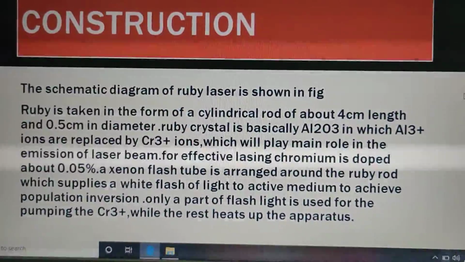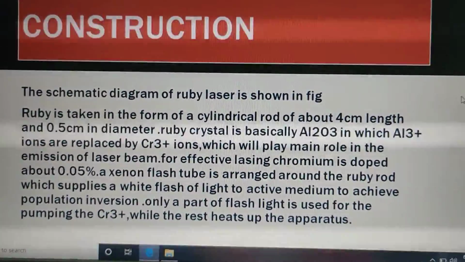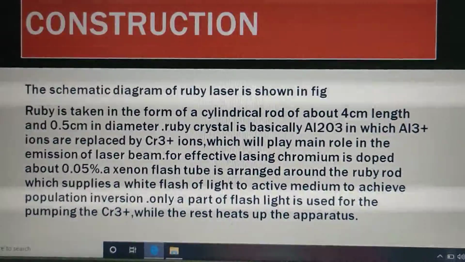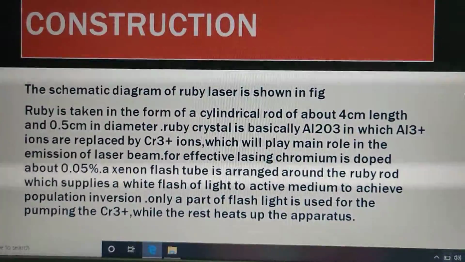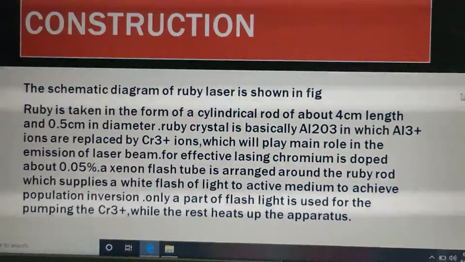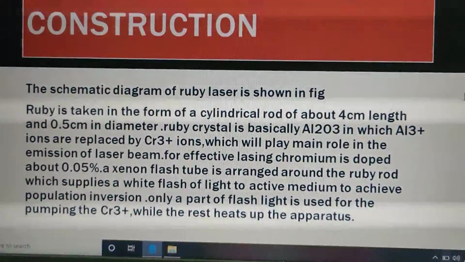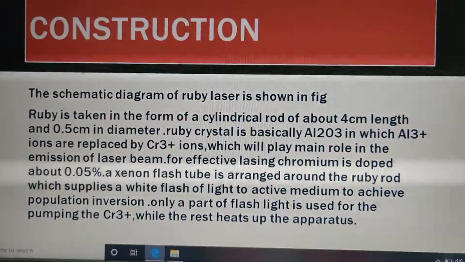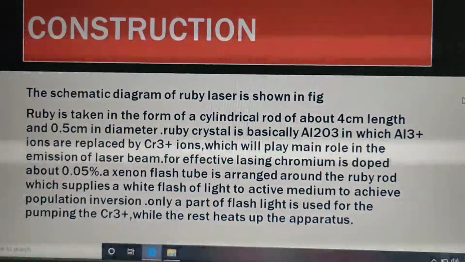Ruby is taken in the form of a cylindrical rod of about 4 cm length and 0.5 cm in diameter. Ruby crystal is basically Al2O3 in which aluminium ions are replaced by chromium ions, which will play the main role in emission of laser beam. For effective lasing, chromium is doped about 0.05% of chromium ion.